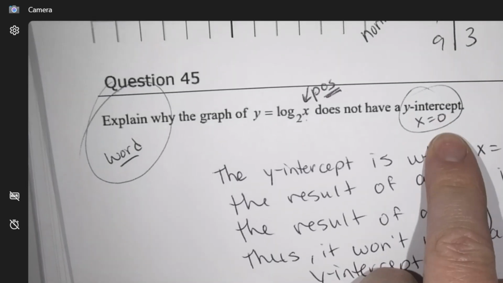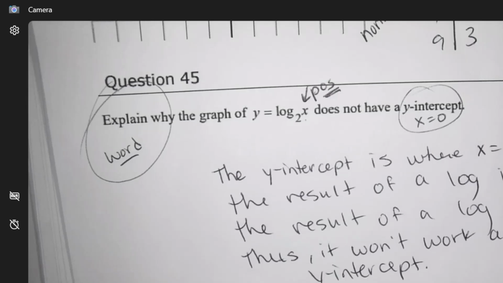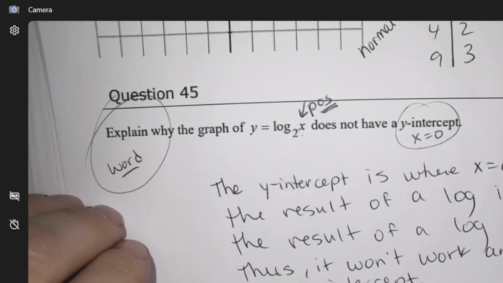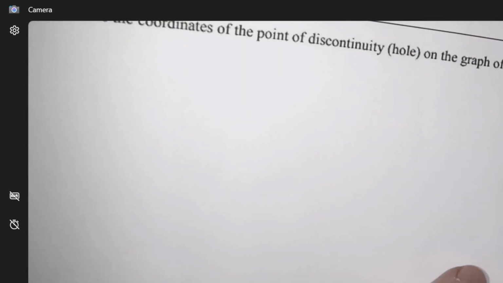Okay, so the y-intercept was x equals 0. If I put the 0 in there, now I'm not positive, not going to work. Okay, please make sure you're not using vague stuff when you're writing. Okay, 2 more pages, we can do it.